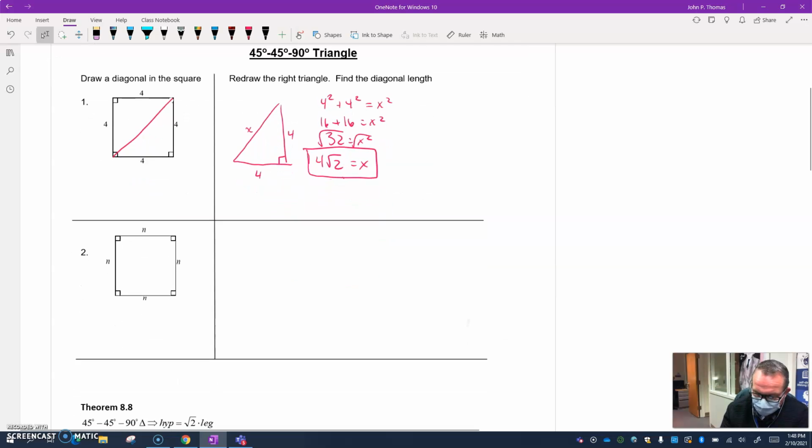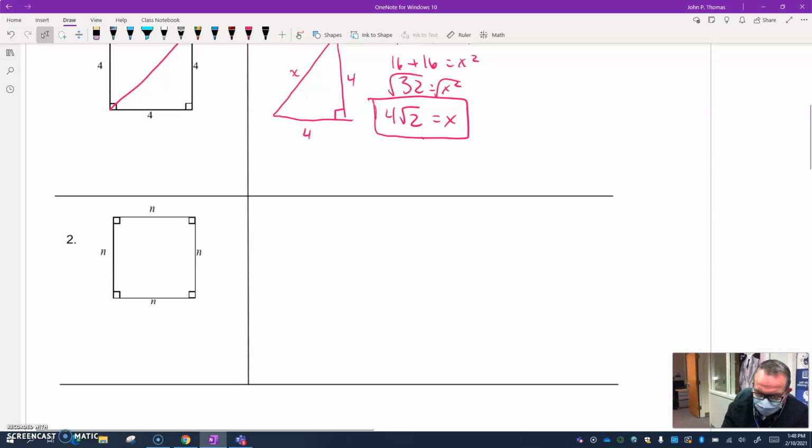Alright, now what we're going to do is look at this in a very general situation. So we're going to repeat the same process. I'm going to draw on a diagonal. I'm going to come off here to the side and draw that triangle. And again, we're still looking for x. So I'm going to do this with Pythagorean theorem again. So n squared plus n squared equals x squared. Combine like terms, 2n squared equals x squared.